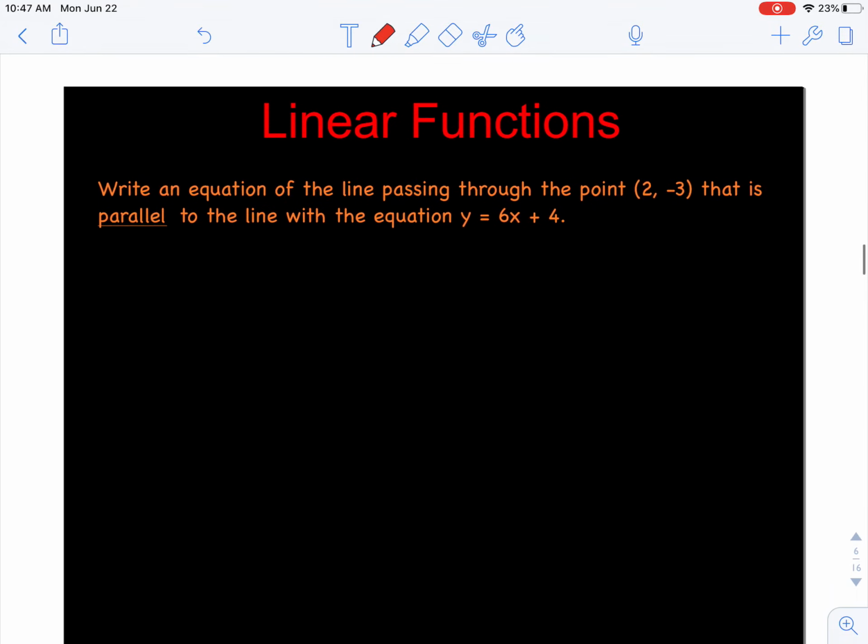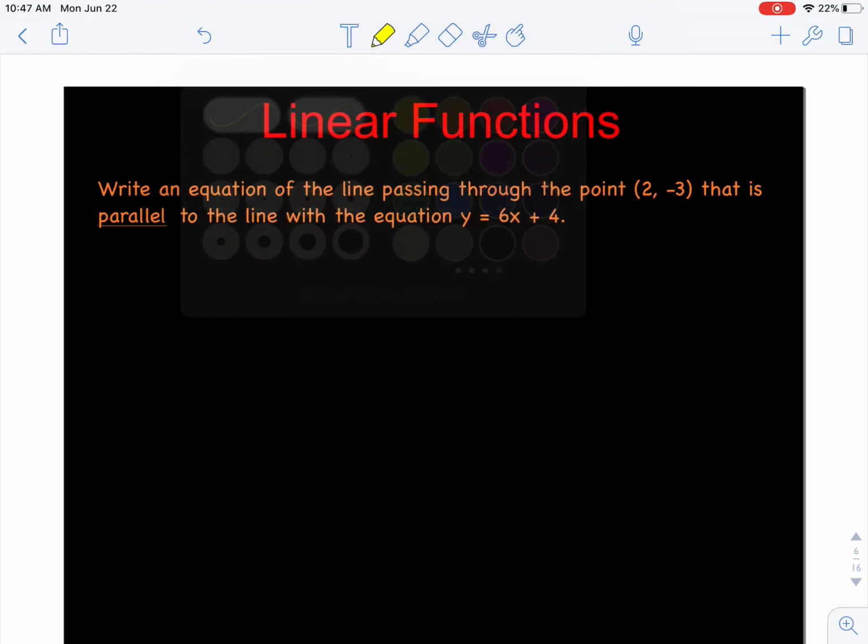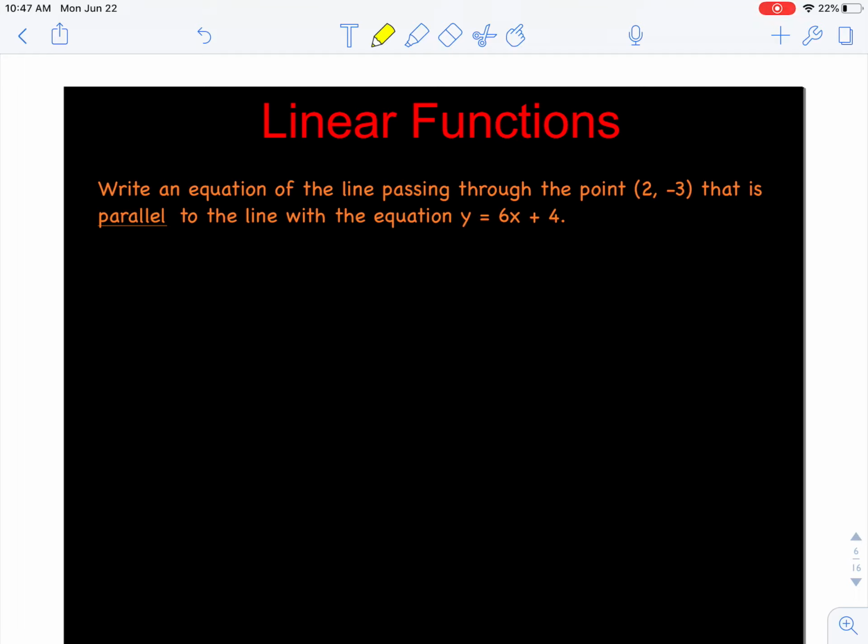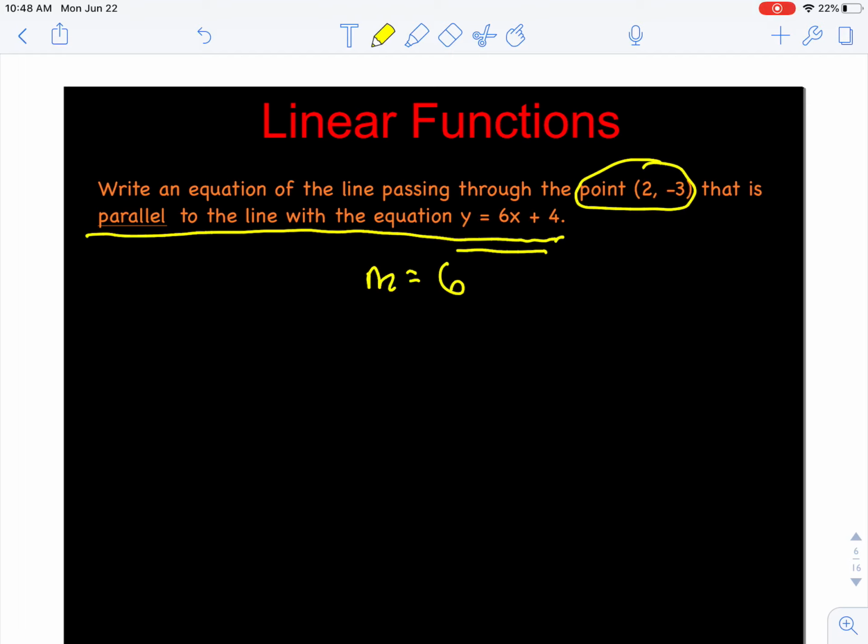So now let's work on writing an equation of lines that are either parallel or perpendicular to a given line. This says write an equation of a line passing through the point 2, -3 that is parallel to the line with this given equation. So I know that my slope of this given line is 6 because it's in slope-intercept form. So the parallel slope will also be 6 because parallel lines have the same slope. So right now, I know my slope is 6.